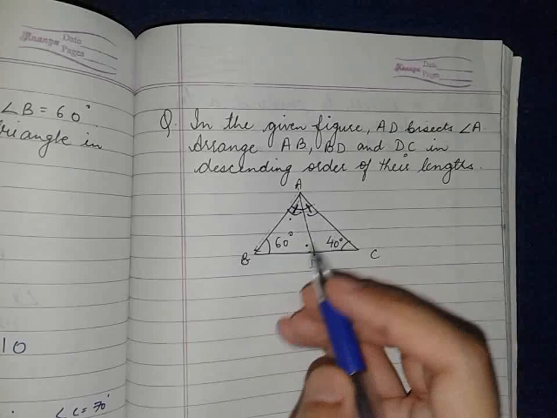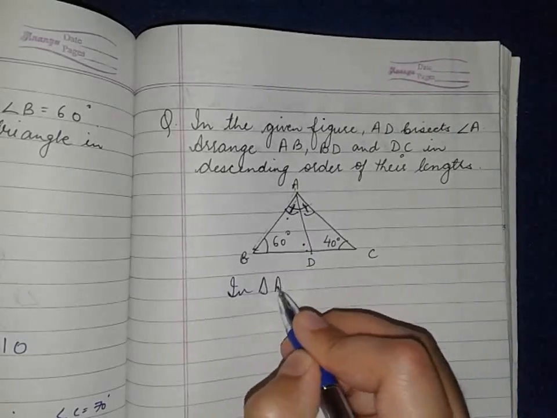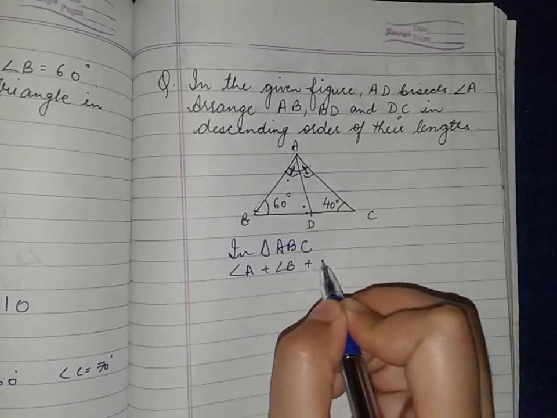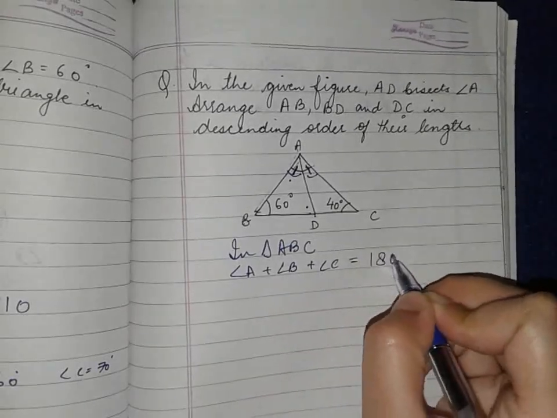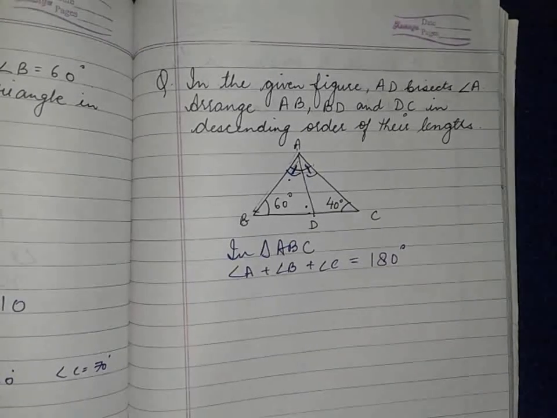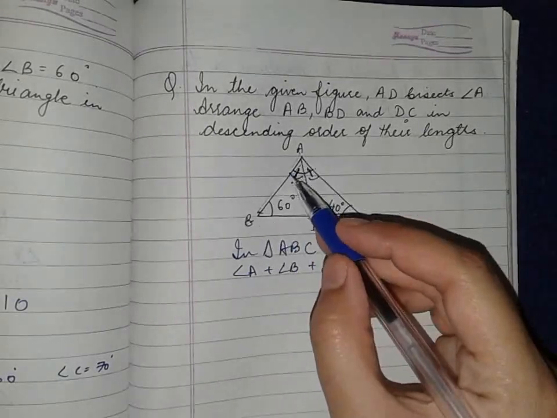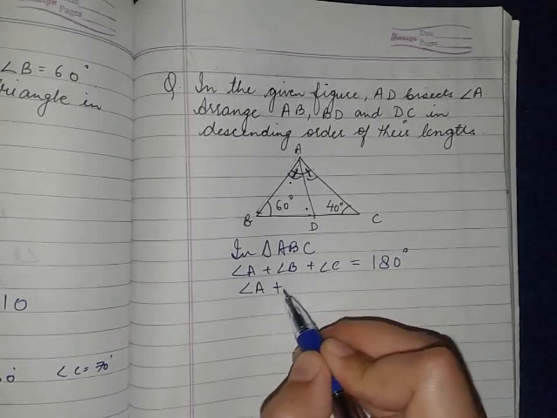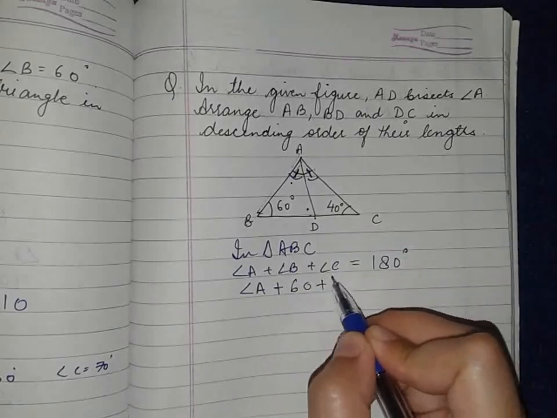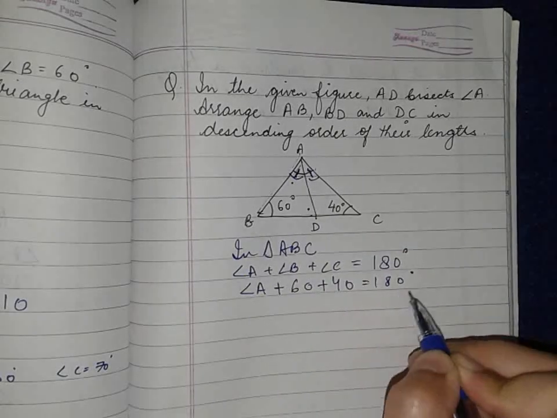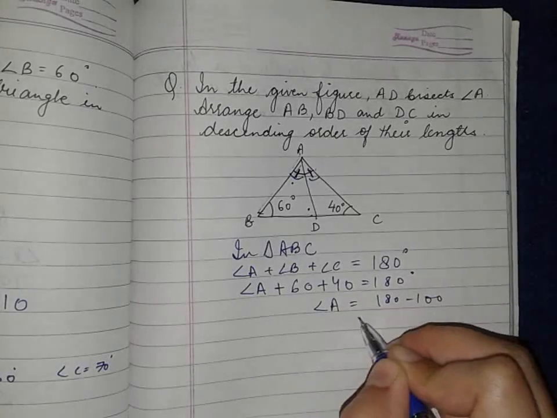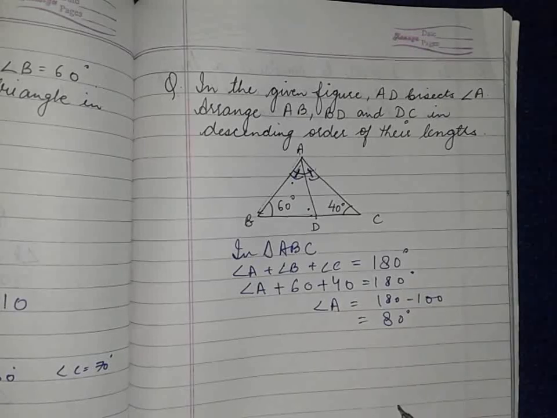First, in triangle ABC, how can I find the angles? Angle A plus angle B plus angle C will be equal to 180 degrees. In this complete triangle, angle A plus 60 plus 40 will be equal to 180 degrees, and angle A will be equal to 180 minus 100, that is equal to 80 degrees.